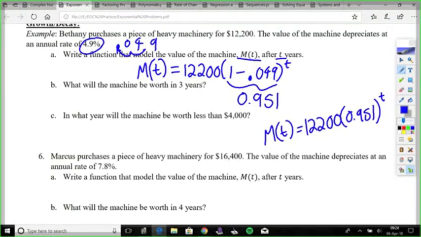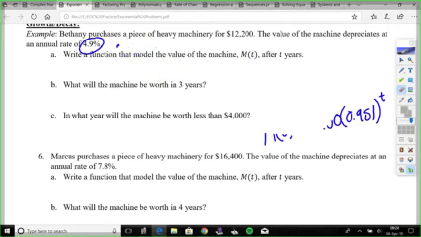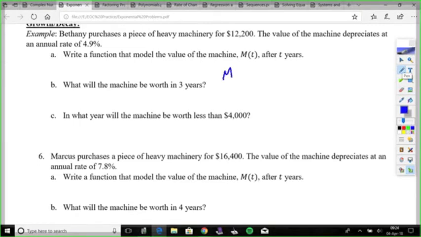I know in class and when you use a calculator you can use it like how I've written it, but testing people aren't that smart. So anyway, do it like that just to be safe. So we're going to use this equation. Didn't mean to erase all of it there, but we're going to use it to work the rest of the problem out. So m of t equals 12,200, 0.951 to the t. Now it says in 3 years, so that means you're going to plug in 3 for the exponent. All right? So let's do that.